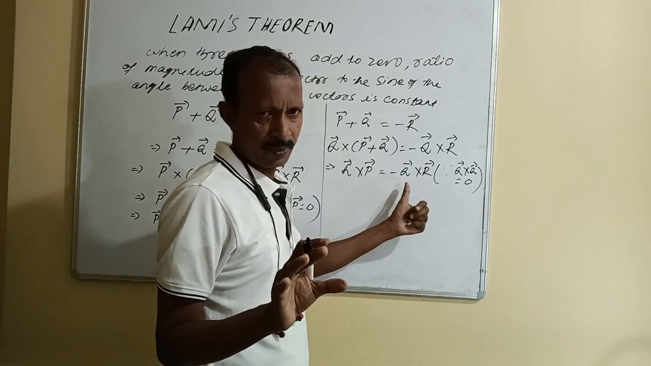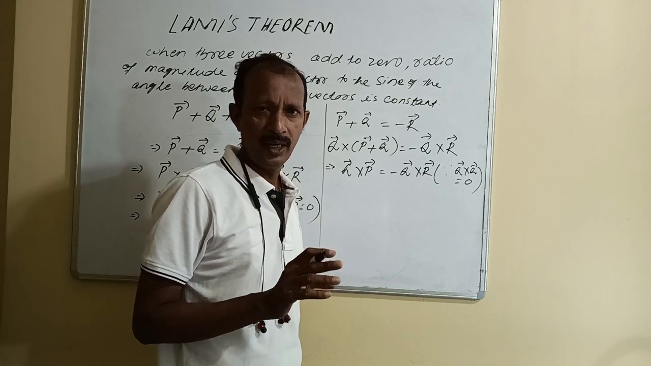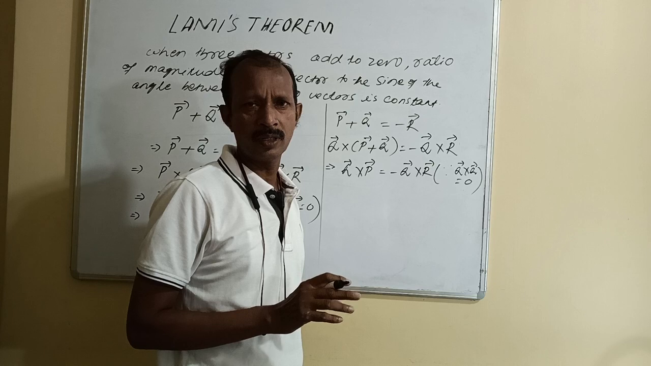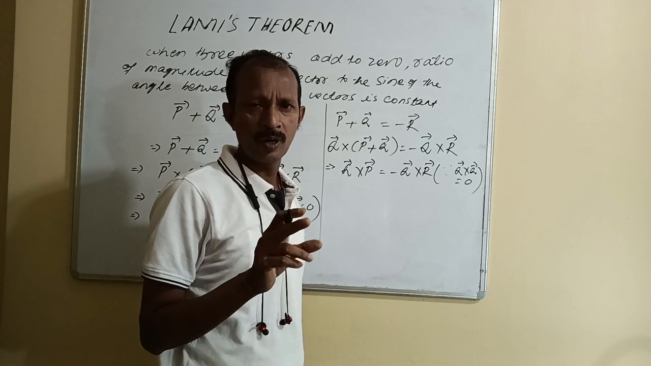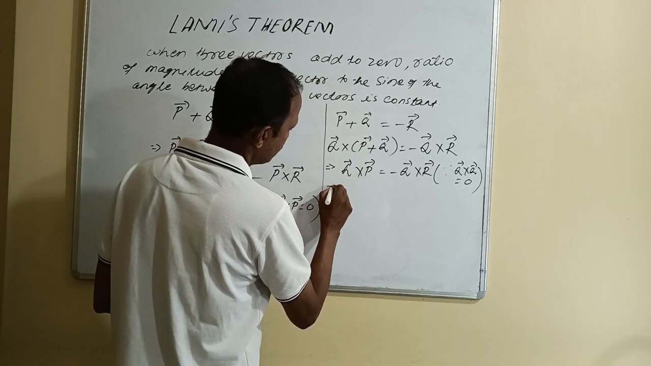This is the vector product. We know that if A and B are two vectors, then the magnitude of their product, mod of A cross B, is equal to AB sin theta. I am using that one. Implies that.